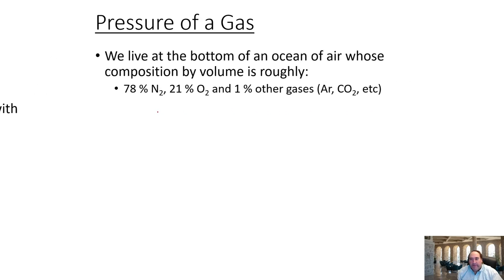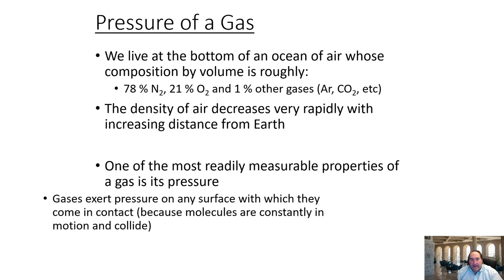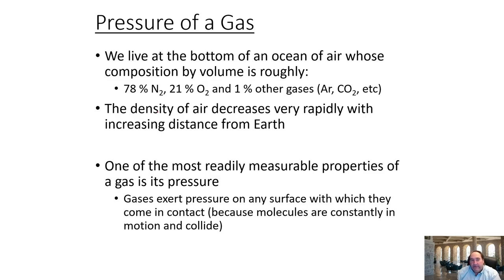So let's talk a little bit about the pressure of gases. We do live at the bottom of the ocean, where the air's composition is actually mainly nitrogen gas. A lot of people think oxygen is the major component of air, but nitrogen is really the major component in terms of gas. Oxygen is next, and then other gases: argon, carbon dioxide, and whatever else may be in the air you're breathing, wherever you're at. The density of air does decrease rapidly as you increase your distance from Earth. That's also why they pressurize planes when we fly.